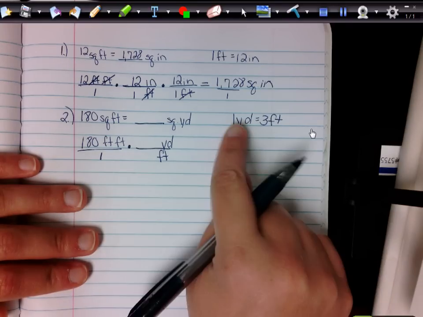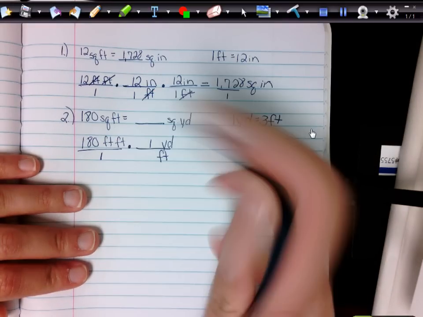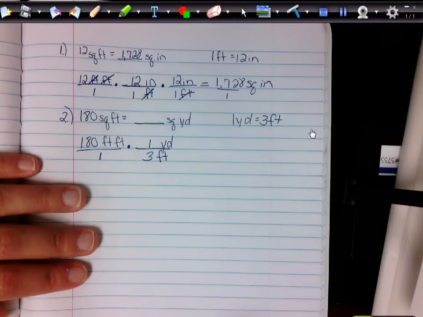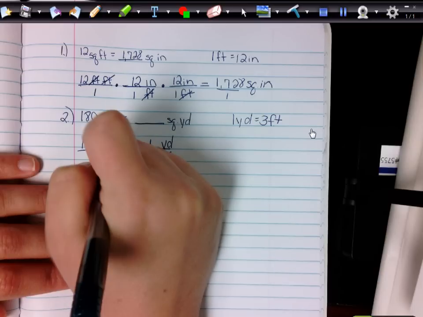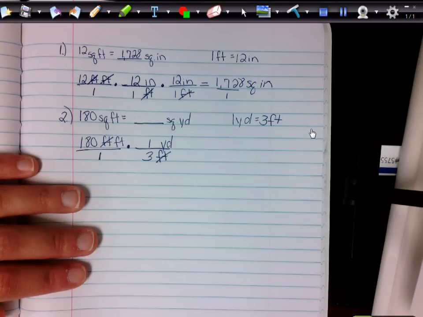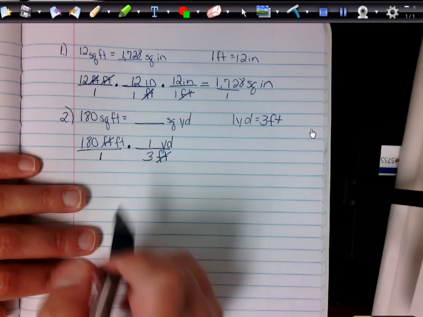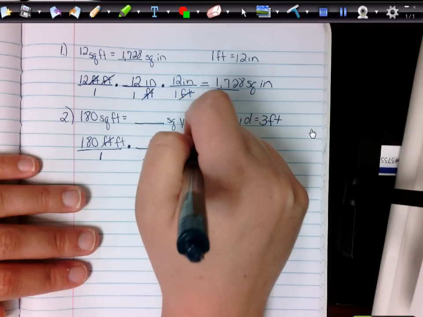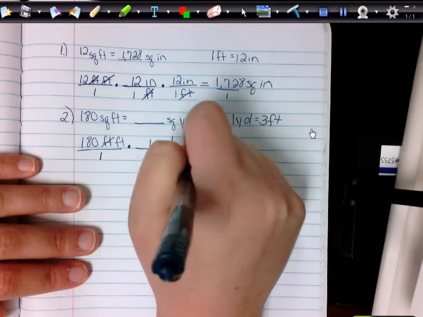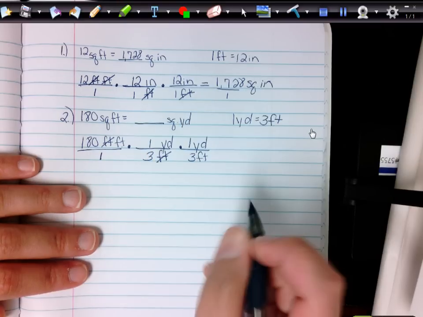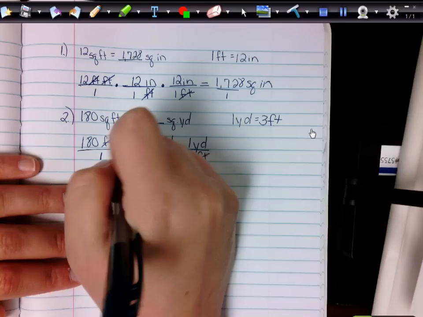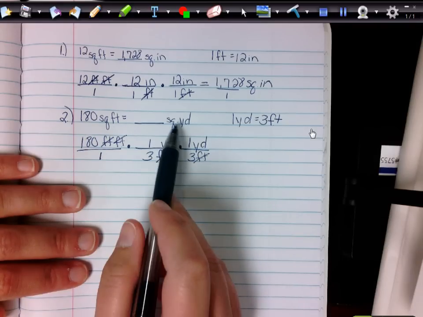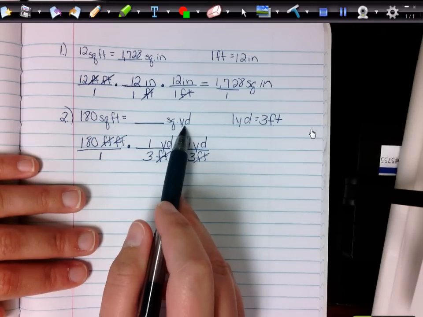So this time 1 yard equals 3 feet. So 3 goes with the feet. Now this foot and this foot are going to cancel. And I'll still have one of these feet left, so I need to get rid of that as well. So again, I'm going to rewrite this again. 1 yard over 3 feet, so that this foot and this foot cancel. And I'm left with yards times yards, which is square yards, which is exactly what I want.